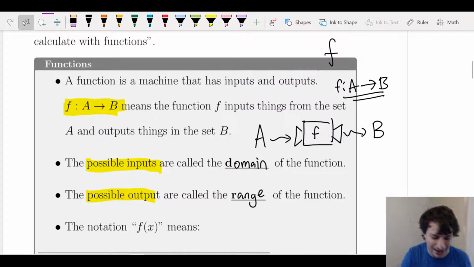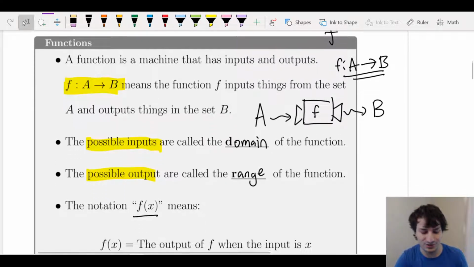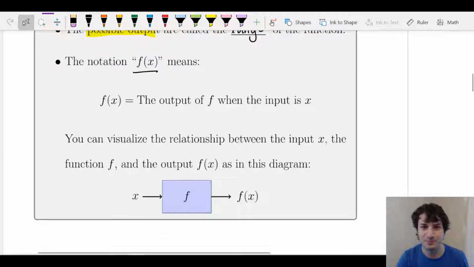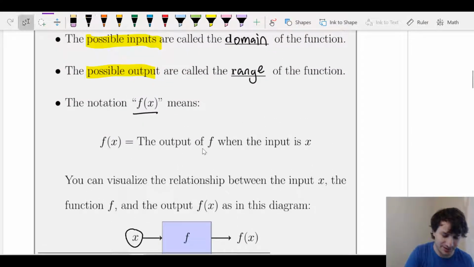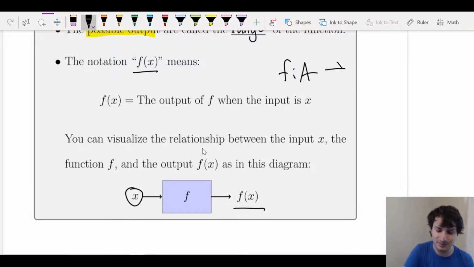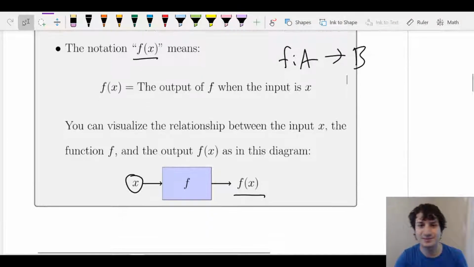What does the notation f of x mean? And so you surely have seen this before. F of x is the output of f when the input is x. So as a picture, if you take some element x, which is in the domain, you feed it into f, it goes through the machine, and out on the other side comes f of x. So f of x is the output when x was the input. So that's what a function is: domain and range, this funny notation f, a to b, and f of x.